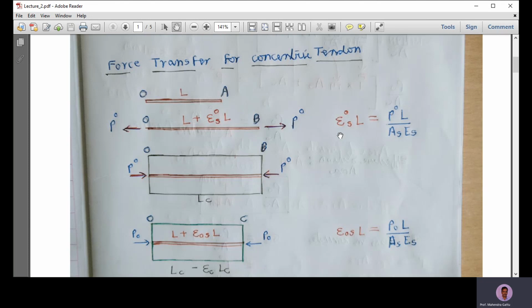In force transfer for the concentric tendon, we have this bar of length L. This is the unstressed bar, and then we apply a force P superscript O. That is the force applied from the hydraulic jack. Because of this force, the bar will extend by a small amount, and that extension is given as epsilon naught sL. We can find this extension by using the force displacement relation. So delta is equal to P naught L by EA, where EA refers to the area of steel and the Young's modulus of steel.